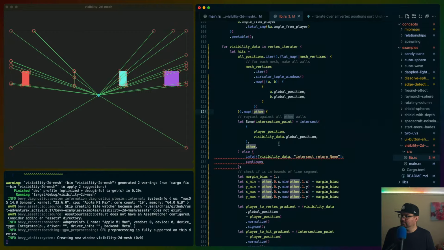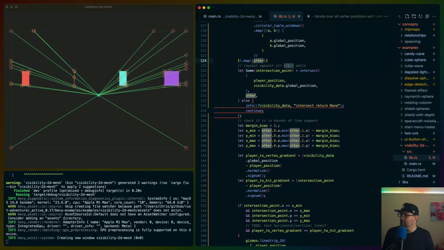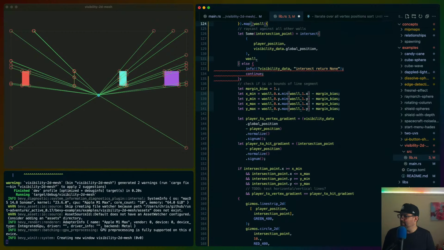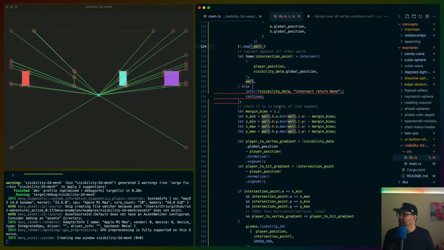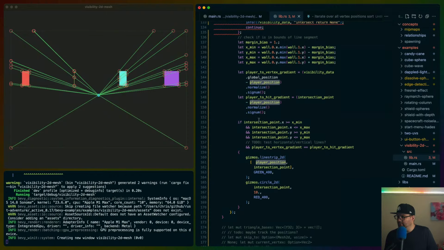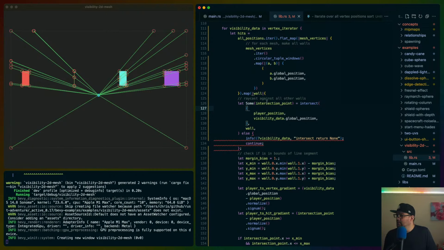Here's our wall. Let's rename this to wall, because I think that's better semantically. Right? We map over the walls, which makes this our ray. How often do we use this construction of it? Once. Not a problem. So if we have an intersection point, this is going to be a filter map.